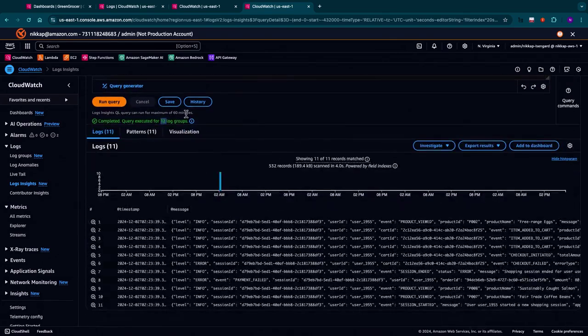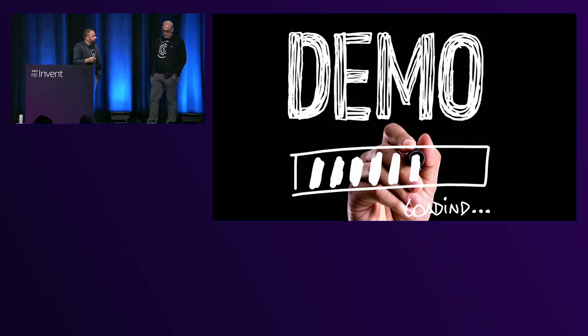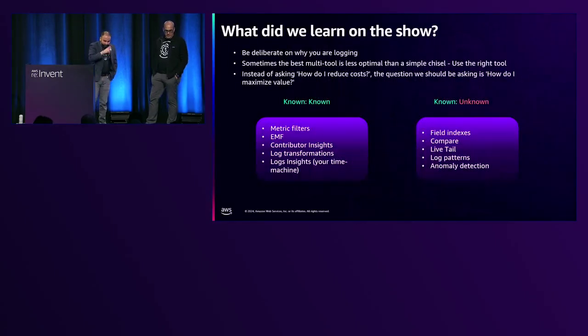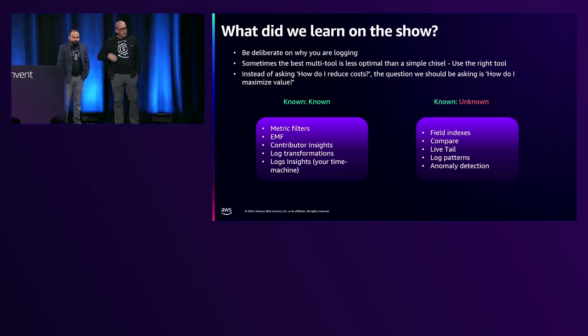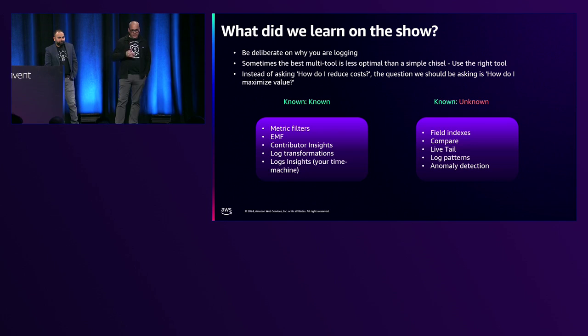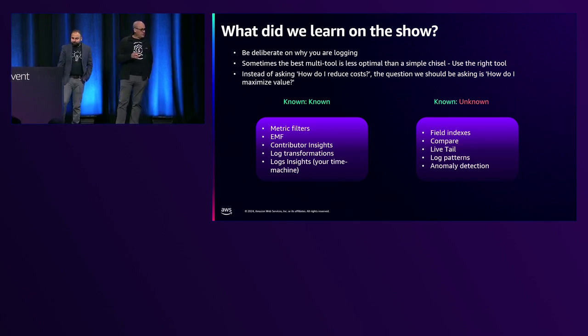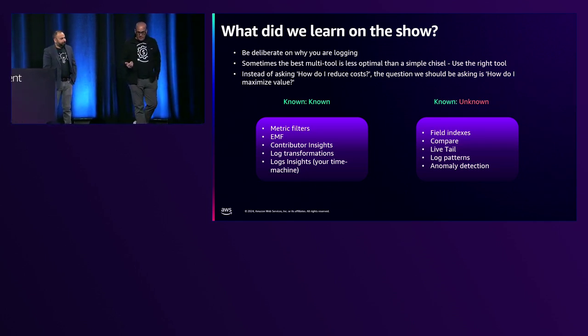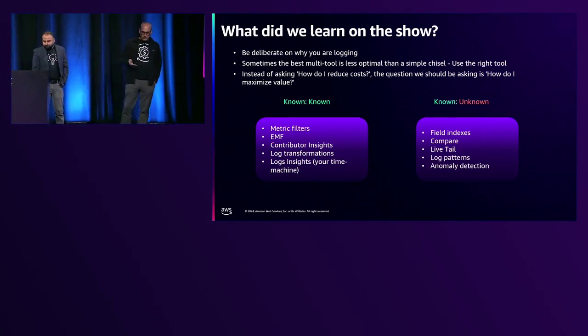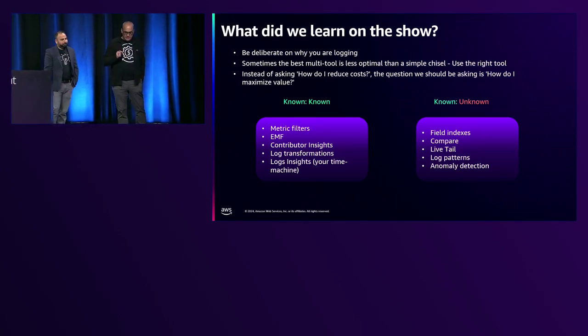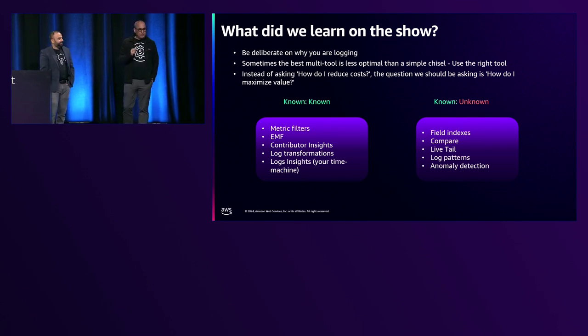Now with that, let's recap for our audience some of the things we just touched upon. Yes, let's do that. All right, so what did we learn on the show, right? Well, one of the things hopefully you'll take with you is that you have to be very deliberate on why you're logging. You're just not dumping data there. You want to be smart about it. And the second bullet point is this: sometimes the best multi-tool is less optimal than a simple chisel. So you have to use the right tool for what you're trying to do.